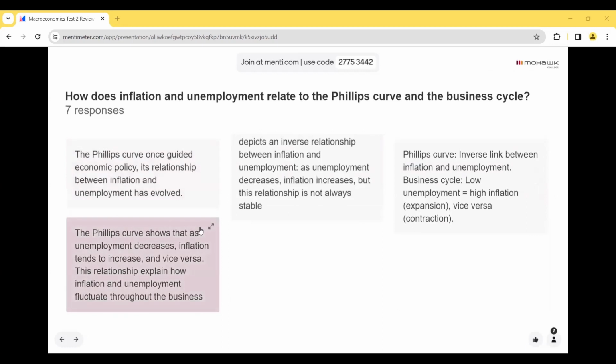The Phillips curve shows that as unemployment decreases, inflation tends to increase and vice versa. This relationship explains how inflation and unemployment fluctuate throughout the business cycle. Excellent.